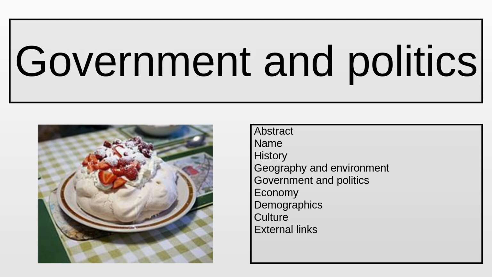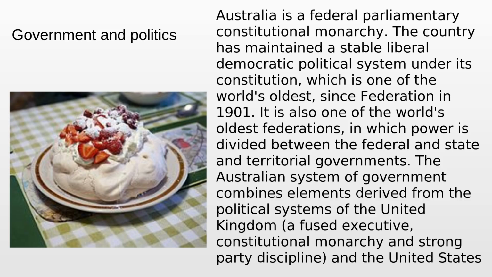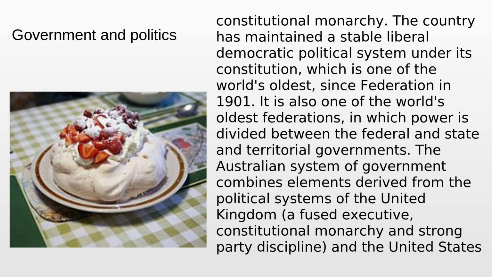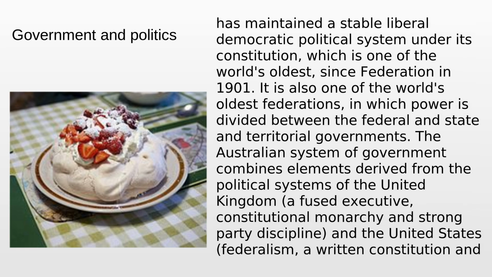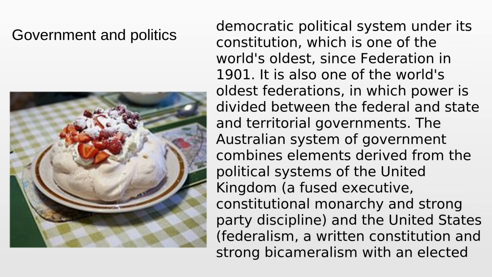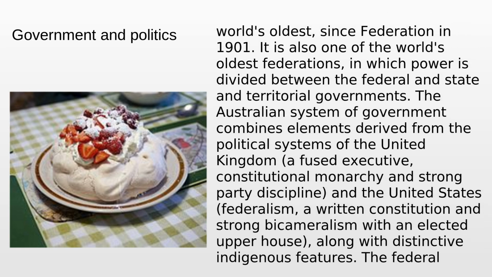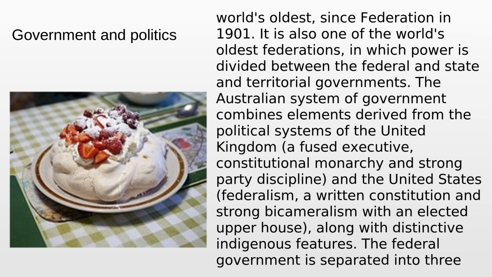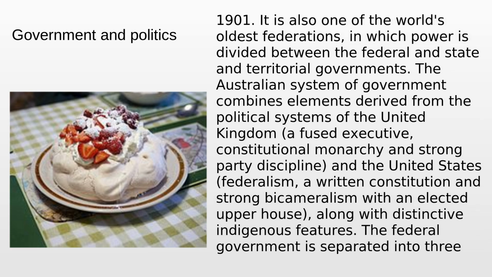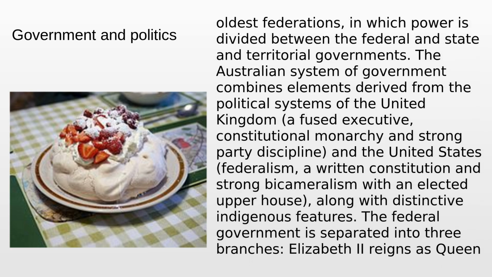Government and politics. Australia is a federal parliamentary constitutional monarchy. The country has maintained a stable liberal democratic political system under its constitution, which is one of the world's oldest. Since federation in 1901, it is also one of the world's oldest federations, in which power is divided between the federal and state and territorial governments.